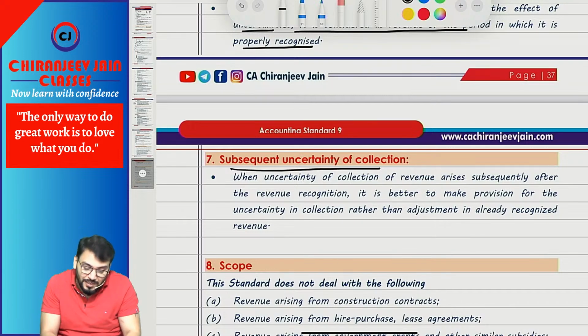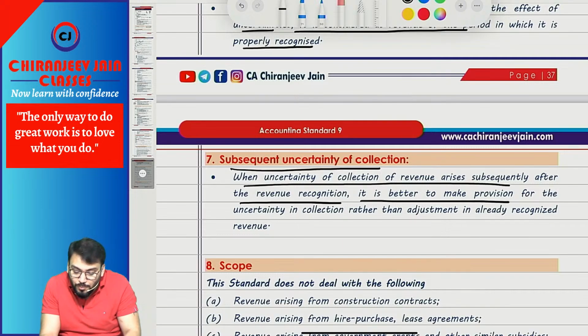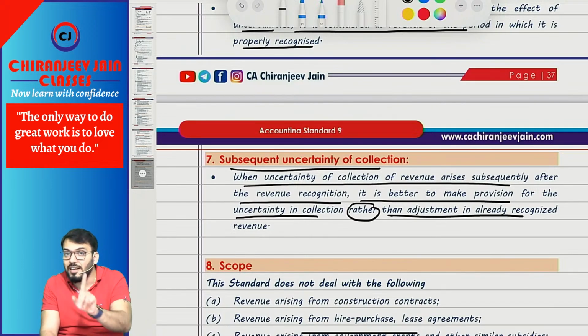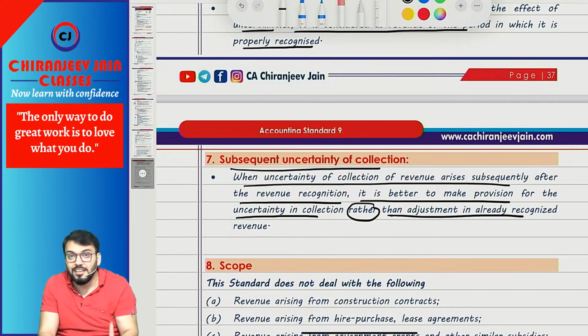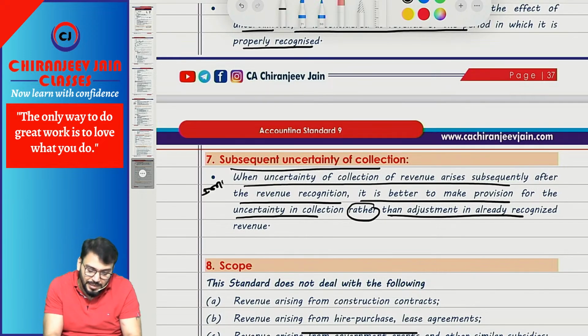So when uncertainty of collection of revenue arises subsequently after the revenue recognition, it is better to make a provision for uncertainty in collection rather than adjustment in the already recognized revenue. So we should not adjust the amount of revenue already recognized. This may be important from exam point of view.